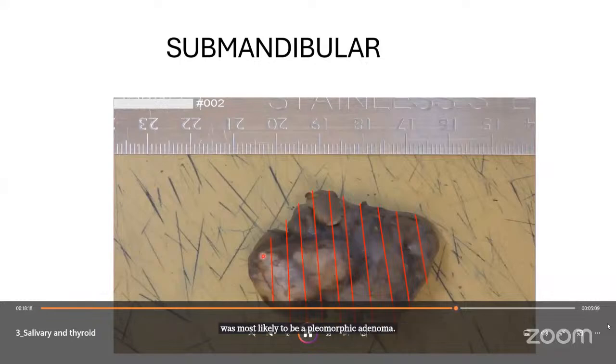So I would measure the gland in 3 dimensions, measure the largest size of the tumour. You can ink the edges of the gland and then bread slice.